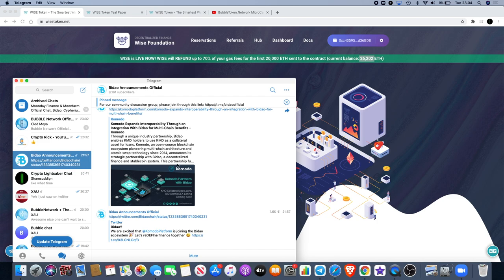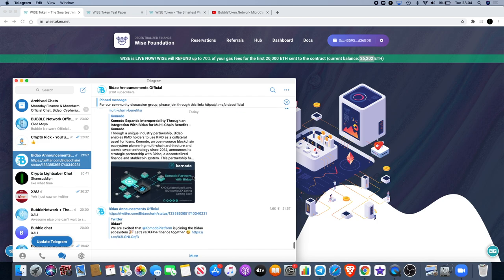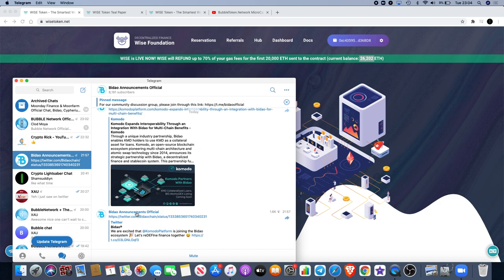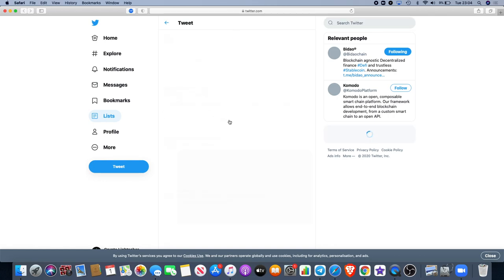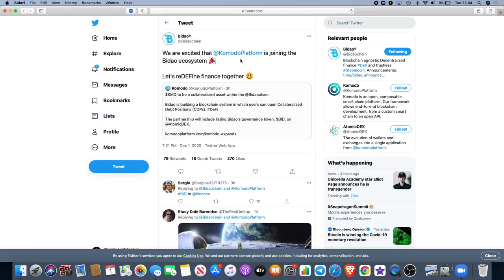All right, guys, not sure how the price action is looking at the moment because I haven't checked. In fact, we might as well do that. But first, let's look at the announcement. I haven't actually read it properly, to be honest, so I might as well do that while you guys are here. We are excited that the Komodo platform is joining the Bidao ecosystem, KMD to be a collateralized asset with the Bidao chain. Same old usual stuff, all right? They are doing well with these partnerships and getting other cryptos on board. But the price action may be a different story.